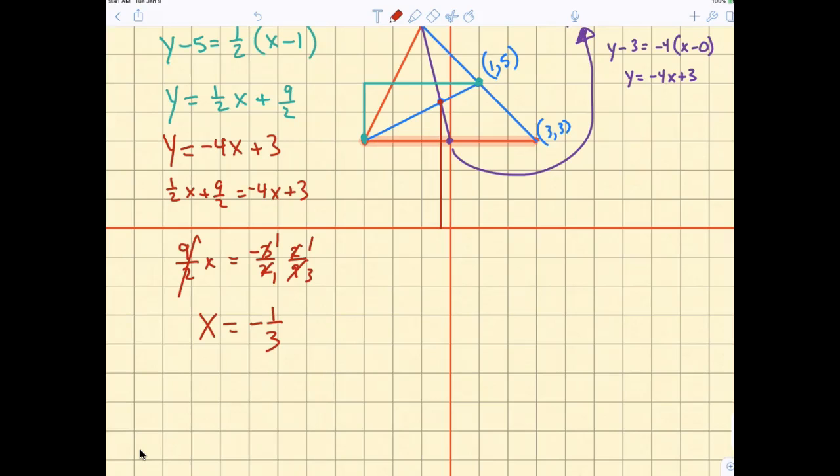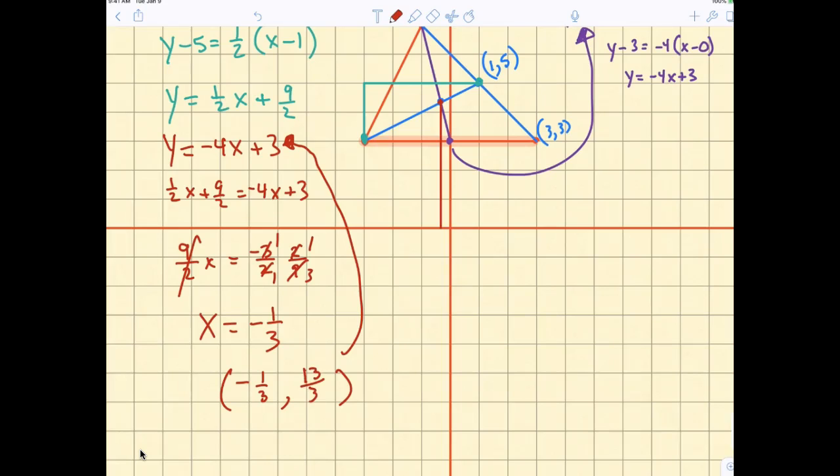Negative 1/3. All right. Now I need to figure out what the y value is. So if x is negative 1/3, how do I figure out what the y value is? That's right. So now let's plug it into this one right here. So what's negative 4 times negative 1/3, guys? 4/3. 4/3 plus 3. 13/3. Thank you.